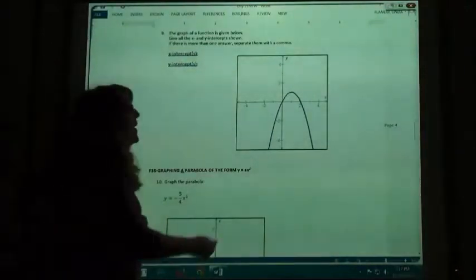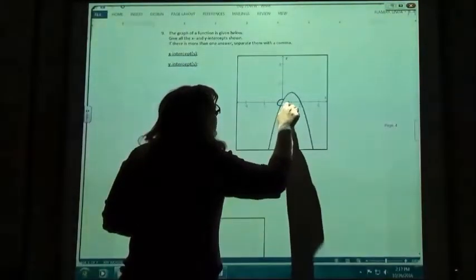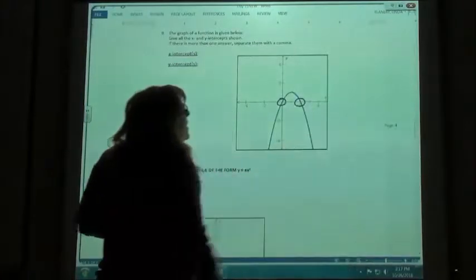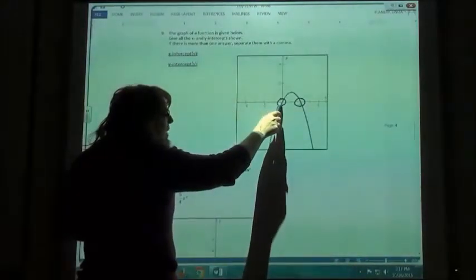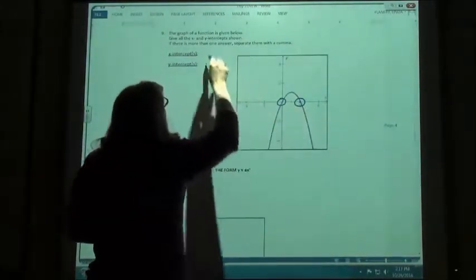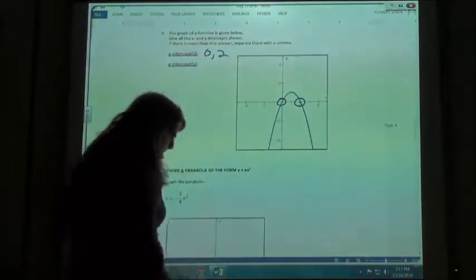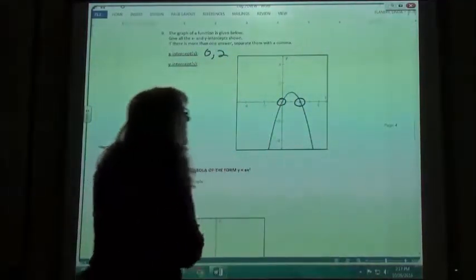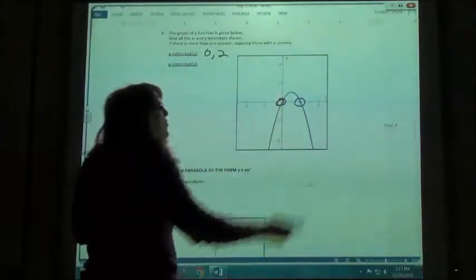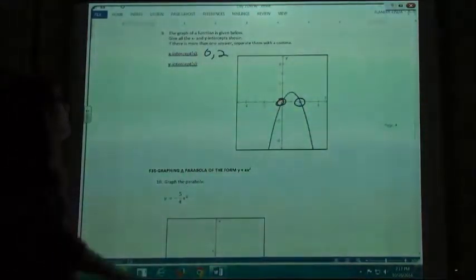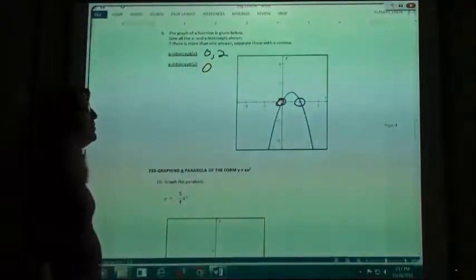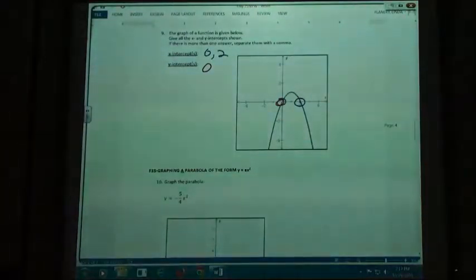So my x-intercepts, I'm touching the x-axis right here, also touching here. Right in the middle here, that's at 0, that one's at 2. My y-intercept, also touching right there. Right in the middle, the y value, 0. So my y-intercept would be 0.